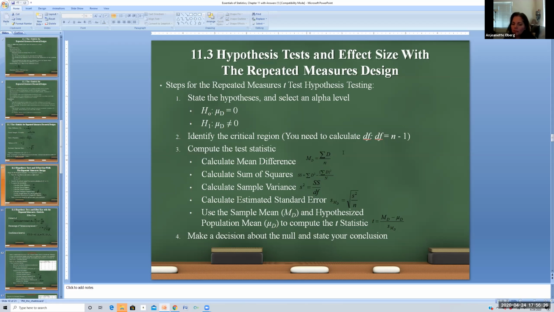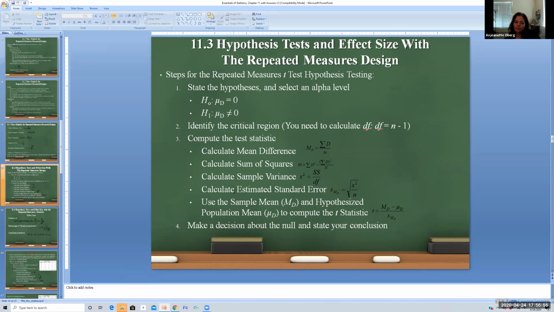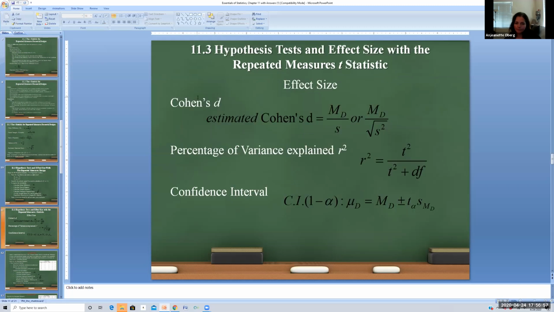And then our mean difference is going to be calculated by totaling all of our difference scores for each participant divided by n, okay? So I do need to know how to break down the formula and how to calculate each of the components in the larger formula. Then after I calculate my t, bigger t's are more likely to reject the null, smaller t's are more likely to fail to reject. So I make a decision, state my conclusion, and write out my results using the appropriate template, okay?